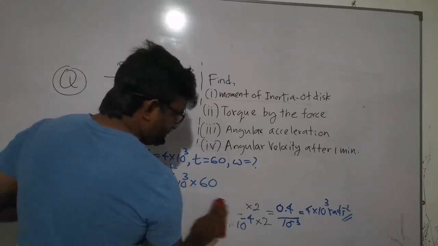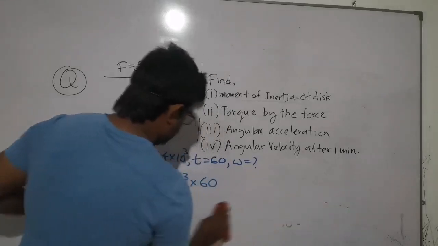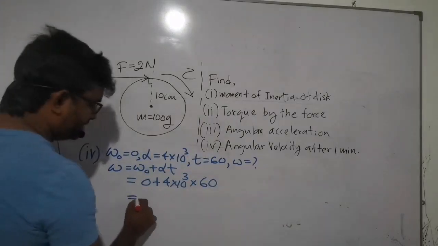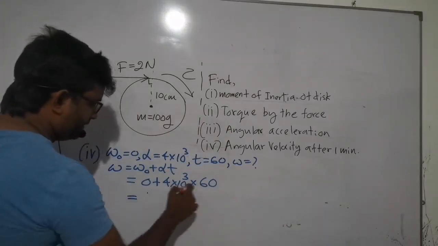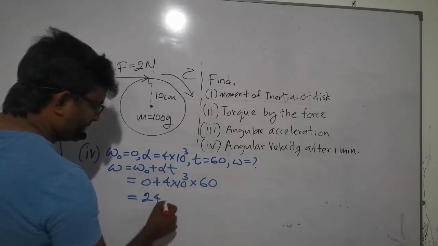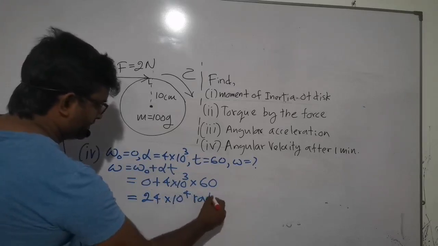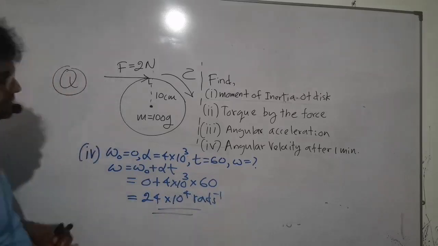So we can multiply this, right? Here we have 24 into 10 to the power 4 radians per second. This is the answer, right?